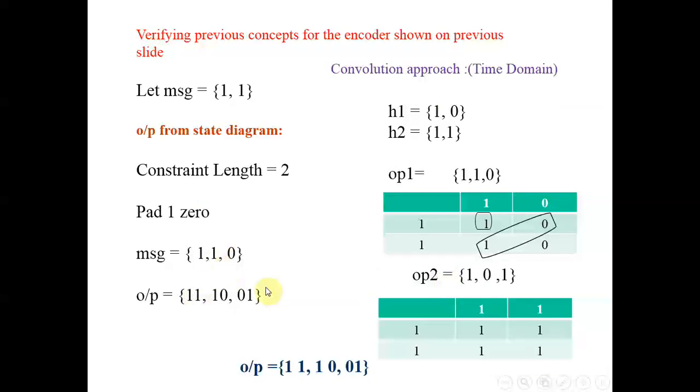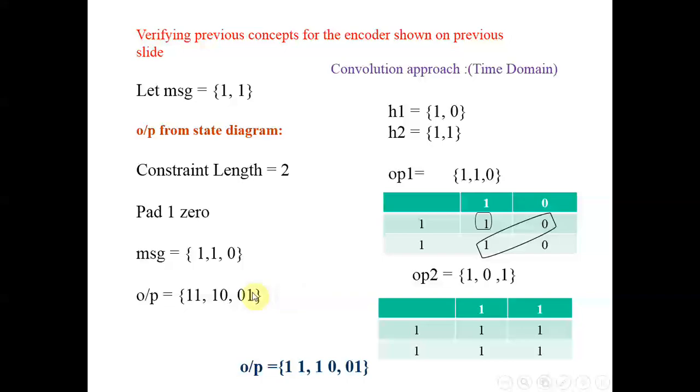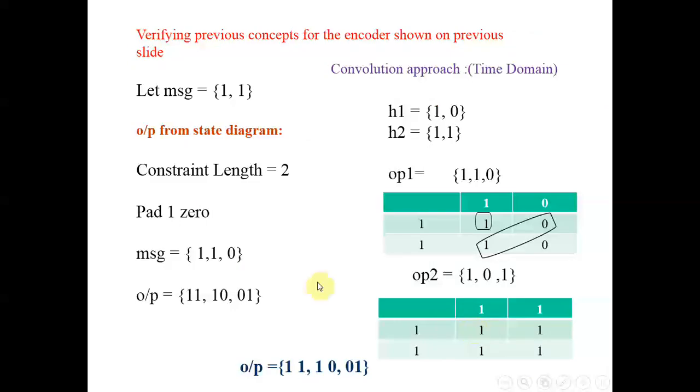Now what is the second input? 1. But you have already reached this node. So now once you receive 1, again you follow the lower branch. So if I follow the lower branch, what is the output? It is 1 0. So previous is 1 1, now 1 0. But now again you reach this node. And what is the last bit? 0. Once I receive 0, I have to take the upper branch. So if I take the upper branch, my output is 0 1. So what is the total output? 1 1, 1 0 and 0 1. So we got the same output using the tree structure.